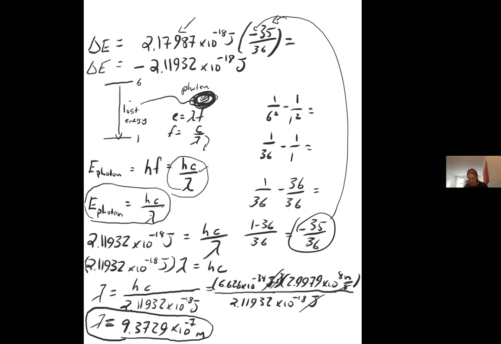So what I'm going to do is say, hey, lambda equals 9.37286 times 10 to the minus 7 meters. And I'm going to pick a prefix just to show you. I'm going to pick nanometers. So let's say we want to convert to nanometers.